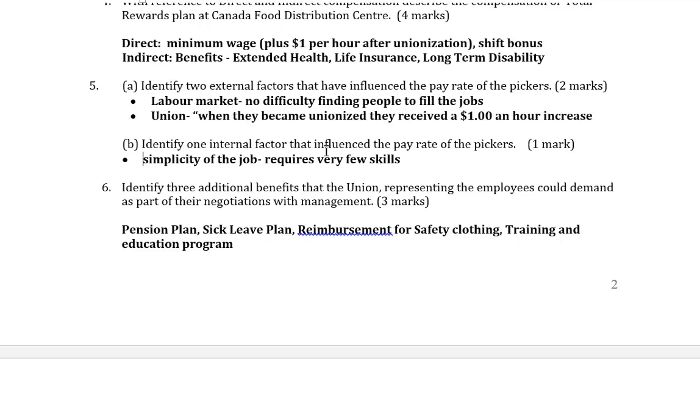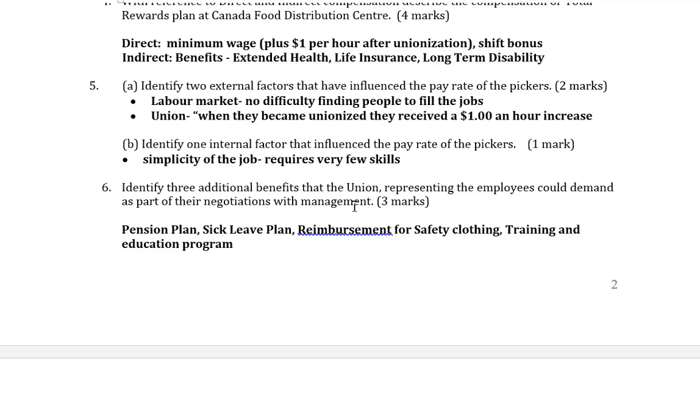Now we ask you to identify 3 additional benefits that the union that represented the employees could demand as part of their negotiations with management. So here you'd have to think about all the things we talked about in the employee benefit area that employees could have. So you know the benefits that they have. We talked about the fact that they had extended health, life insurance, and LTD. But what don't they have?